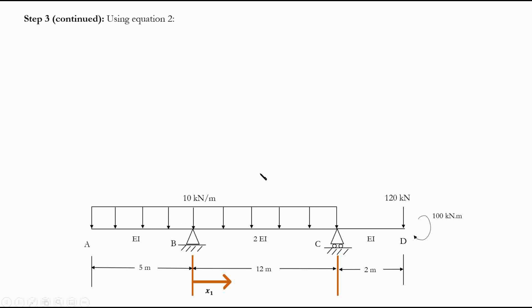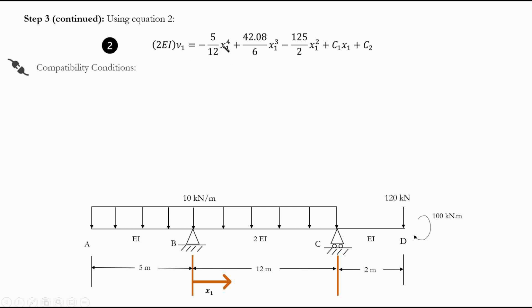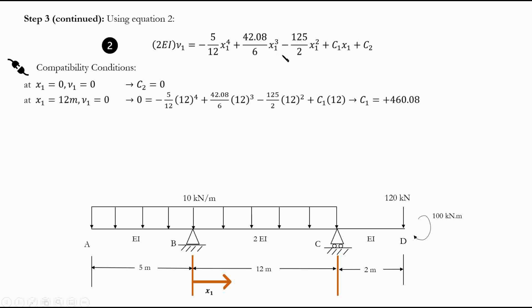So here I'm just going to substitute my values into this basic equation. I'm going to put ν1 equals 0 at x1 equals 0 and ν1 equals 0 at x1 equals 12. When I put x1 equals 0 and ν1 equals 0, everything is 0, so I end up with C2 equals 0. It's pretty simple. For the other compatibility condition, at x equals 12, I'm going to have a deflection of 0.